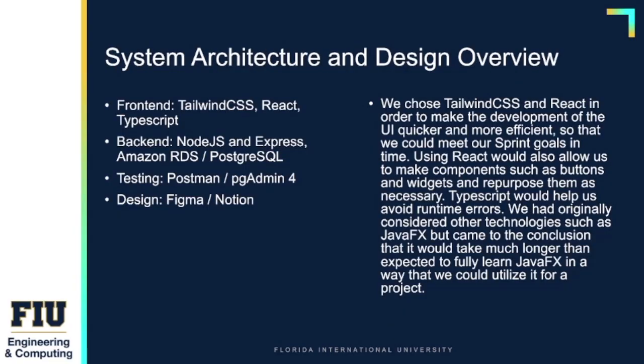For our system architecture, we chose for the front end Tailwind CSS, React, and TypeScript. For our backend, we chose Node.js and Express, as well as Amazon RDS and PostgreSQL. For our testing, we used Postman and pgadmin4, and for our design, we chose Figma and Notion. We chose Tailwind CSS and React in order to make the development of the UI quicker and more efficient so that we could meet our sprint goals in time.